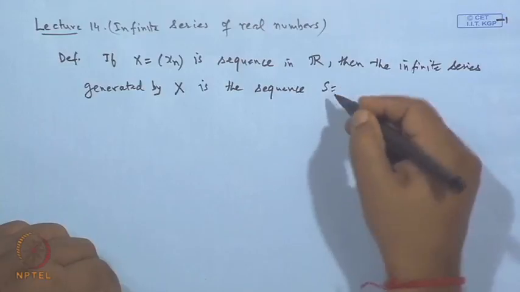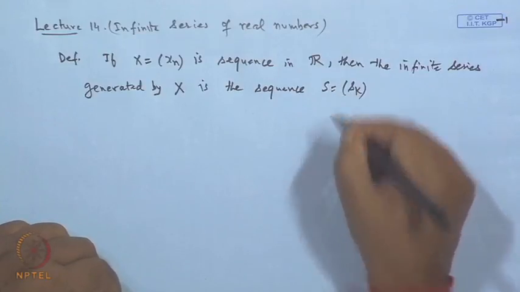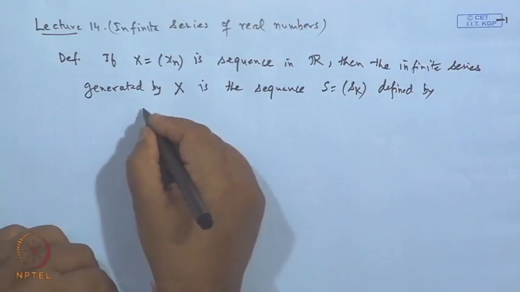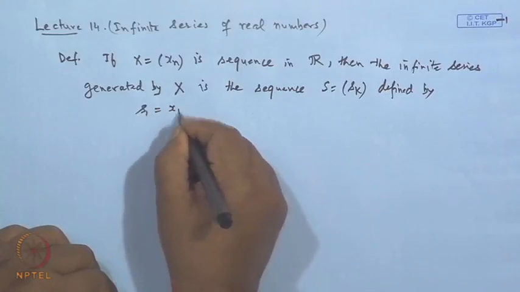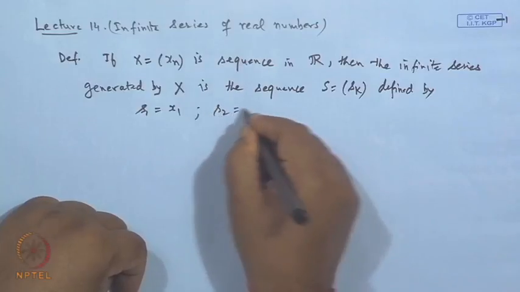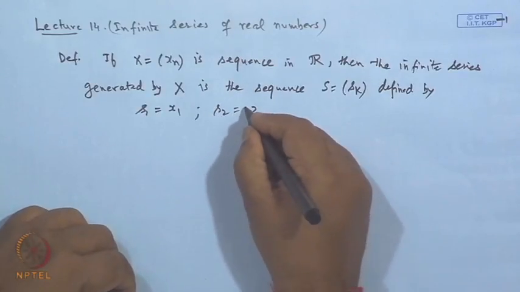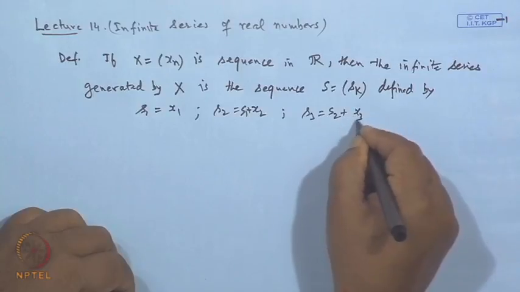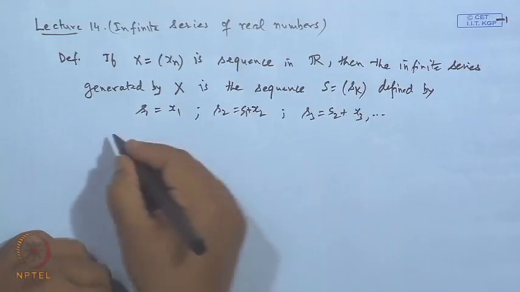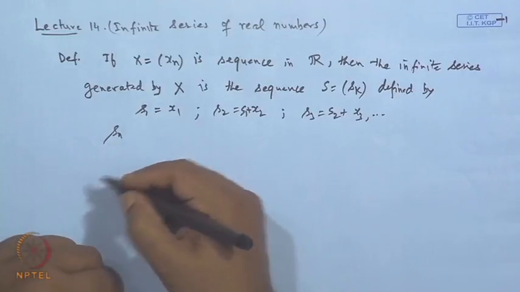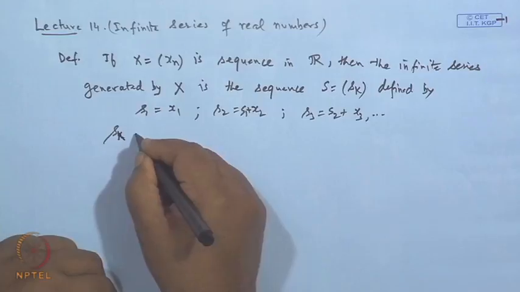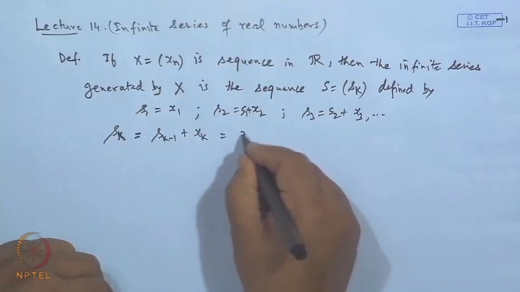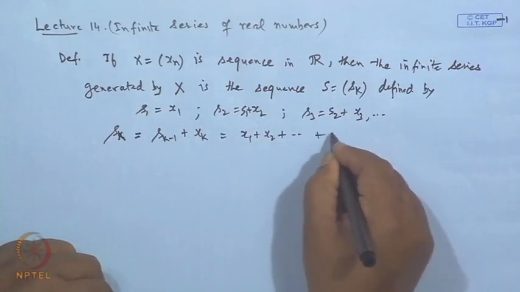S k of partial sums, defined by S 1 is the first term, say x 1, S 2 is the sum of the first two terms, that is S 1 plus x 2, S 3 is S 2 plus x 3, and so on. So, S k will be S k minus 1 plus x k, that is x 1 plus x 2 plus x 3 up to x k.